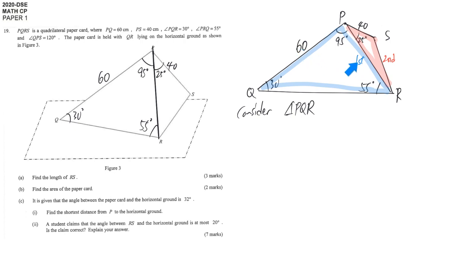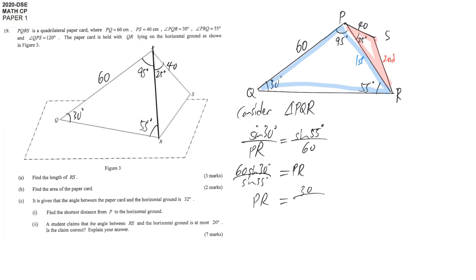We have two sides together with our target, and also two angles. So we better use the sine formula. We have sine 30 degrees to its opposite side, that means to our target PR, is equal to sine 55 degrees to the opposite side 60. So PR is equal to 60 sine 30 degrees over sine 55 degrees. PR is 30 divided by sine 55 degrees. You may use a calculator to calculate the value or just keep it like this first.